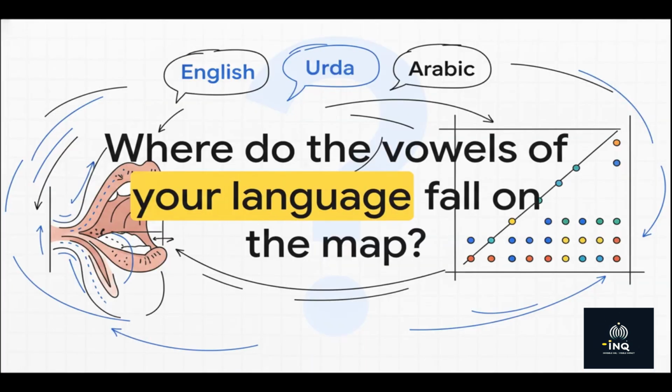So there you have it. We've built this universal map of the mouth, a grid for every possible pure vowel sound. The biggest takeaway here is that the vowels of any language on Earth, English, Urdu, Arabic, you name it, they're all just specific points plotted on this very chart. So that leaves us with one final big question. Where do the vowels that you use every single day fall on this map?